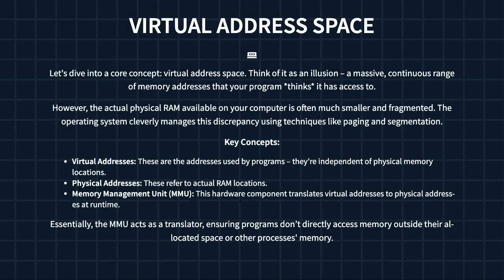Okay, let's talk about virtual address space. It's a really important idea in understanding how computers work. Imagine your program is asking for an address like 1000, that's a virtual address. But the actual memory location where that data lies could be anywhere in physical RAM. The operating system and something called the Memory Management Unit, or MMU, handle this translation in real time. It's all about creating an illusion of a huge, contiguous block of memory for your program, even if the computer's actual RAM is smaller and potentially scattered around. This allows multiple programs to run simultaneously without stepping on each other's toes.